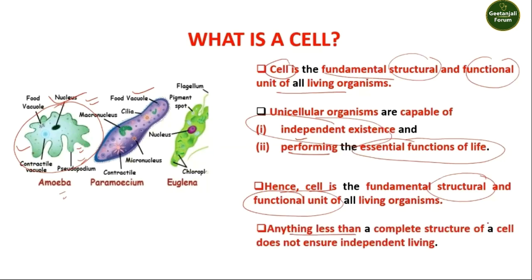Anything less than a complete structure of a cell does not ensure independent life. It means a structure less than a cell cannot have life. For example, the nucleus is present inside a cell, but life cannot be sustained with the nucleus only. Only a complete cell can ensure life, an independent life of an organism.